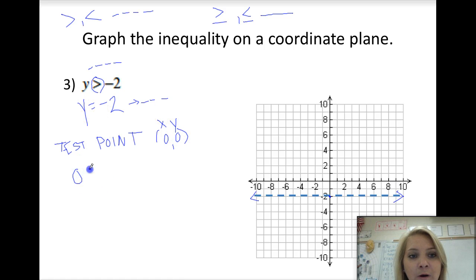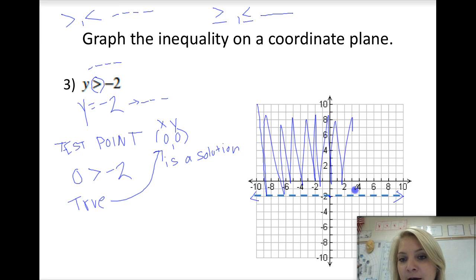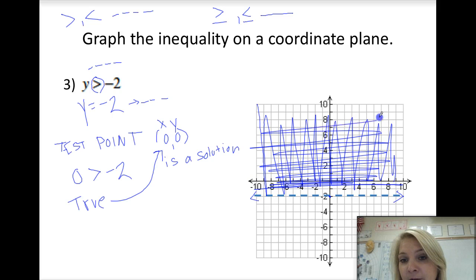So for this one, we get 0 is greater than -2. Now this is a true statement, and we talked about, since it's a true statement, (0, 0) is a solution. So since (0, 0) is a solution, we're going to shade the region that includes (0, 0). So for this inequality, we're going to shade above the boundary line. So every ordered pair above the boundary line is a solution.